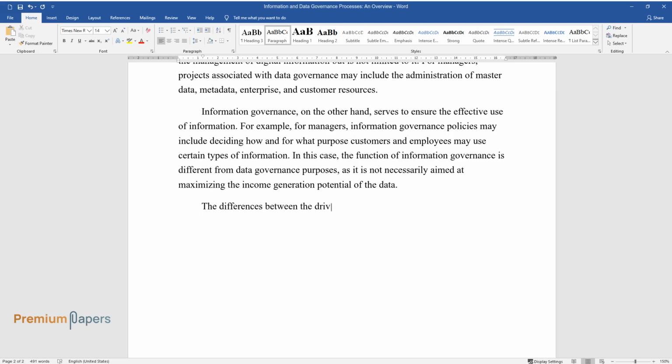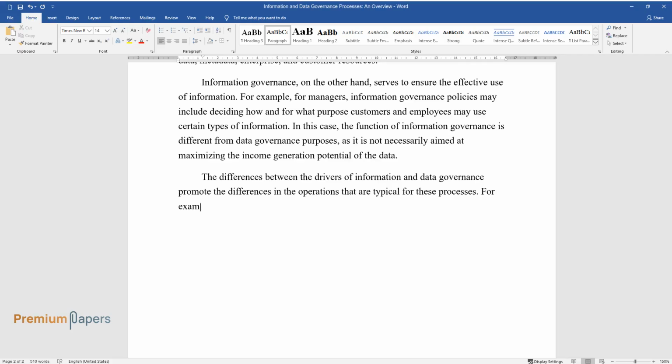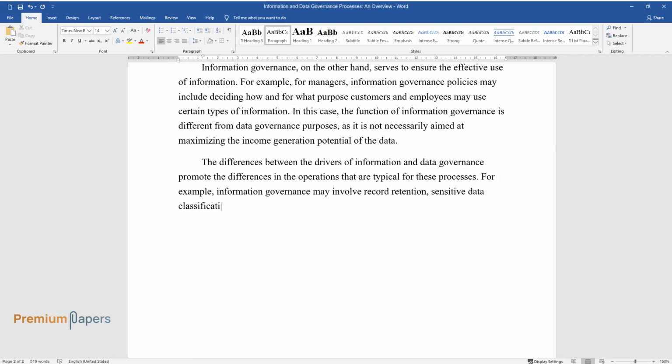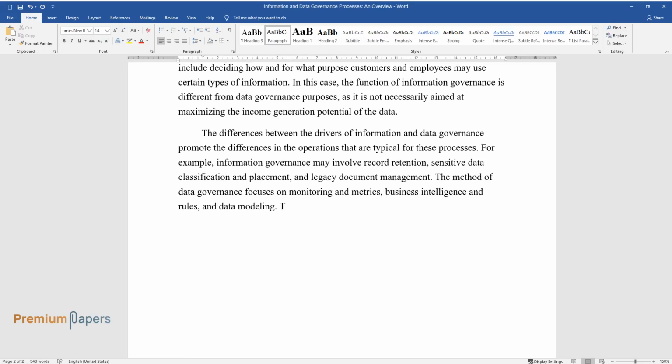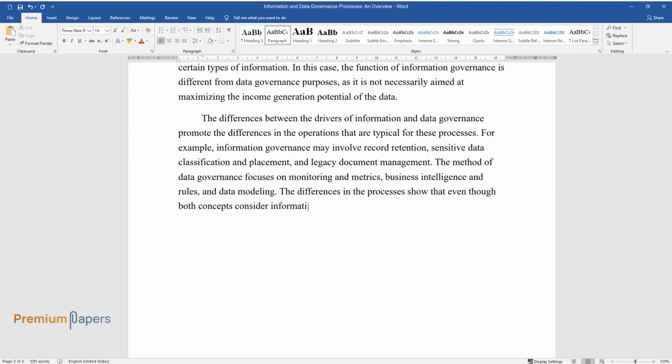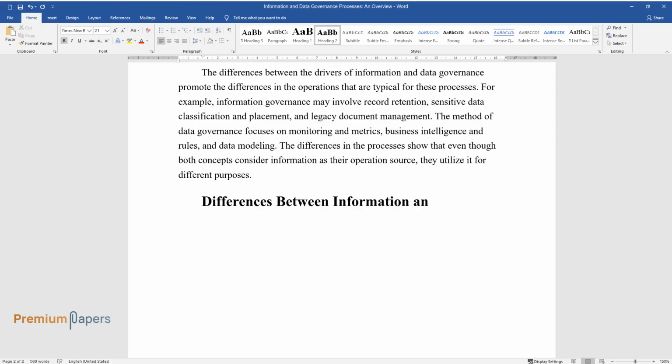The differences between the drivers of information and data governance promote the differences in the operations that are typical for these processes. For example, information governance may involve record retention, sensitive data classification and placement, and legacy document management. The method of data governance focuses on monitoring and metrics, business intelligence and rules, and data modeling. The differences in the processes show that even though both concepts consider information as their operation source, they utilize it for different purposes.